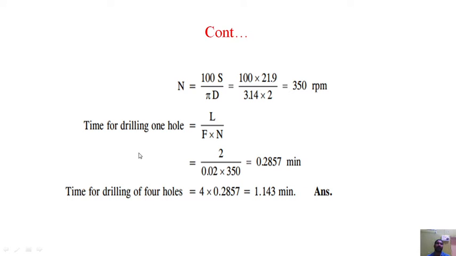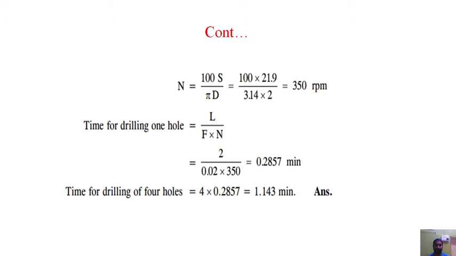So next, N equals 1000 S by pi D, now to find out the RPM for rotation. You have to remember in drilling operation you have to take the diameter of the drill bit, not the diameter of the workpiece, because here the drill bit rotates usually. The workpiece remains constant in drilling machine. So you have to take into consideration diameter of the drill bit while calculating the RPM.